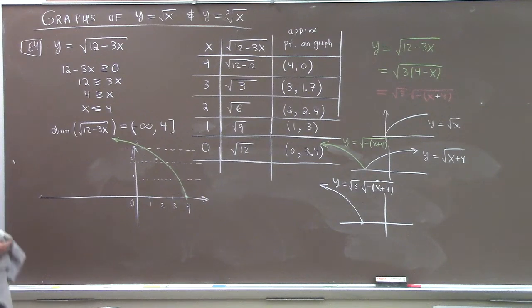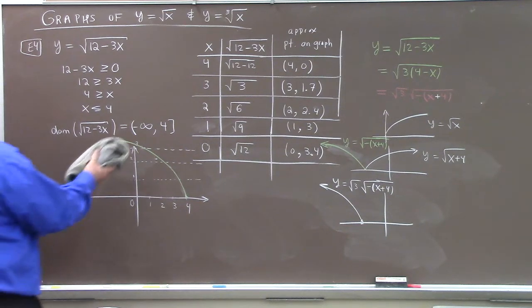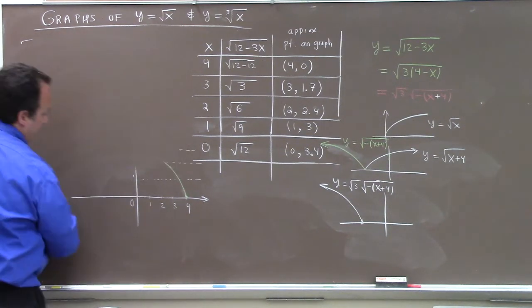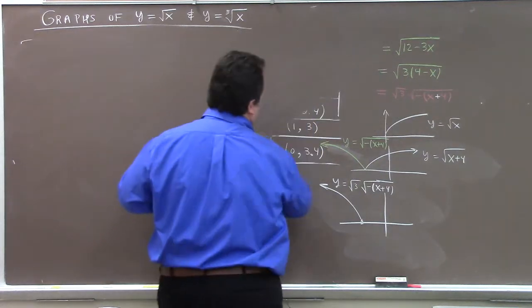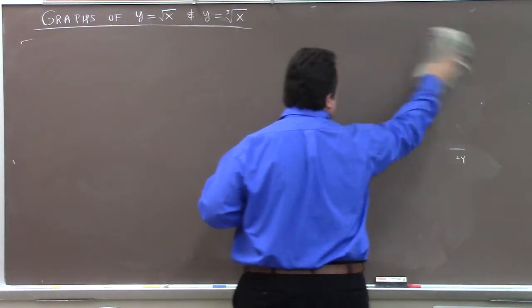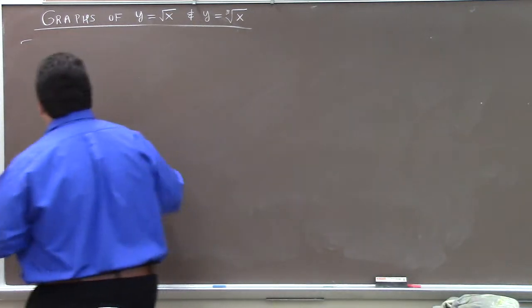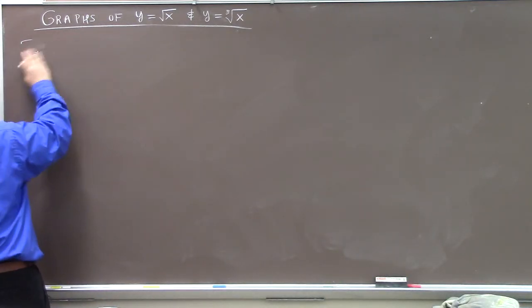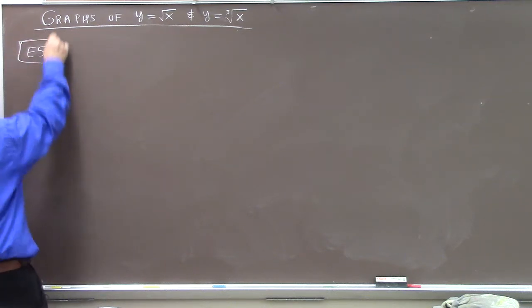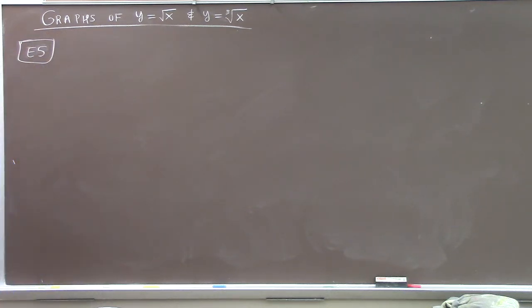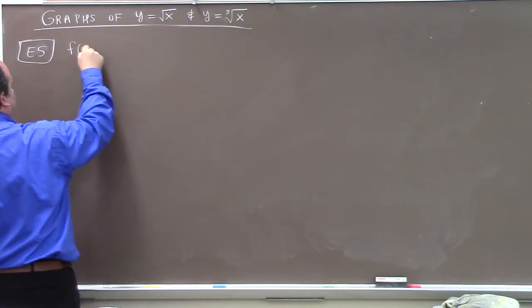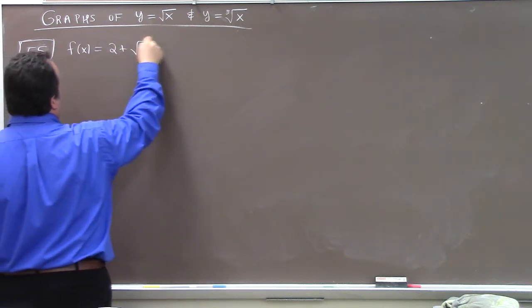Let's do another one right quick. So this, by the way, was example, I got this from your book. This was number 39 from section 6.1. So example 5. This is number 34 from section 6.1. We're dealing with f of x equals 2 plus the square root of x minus 1.